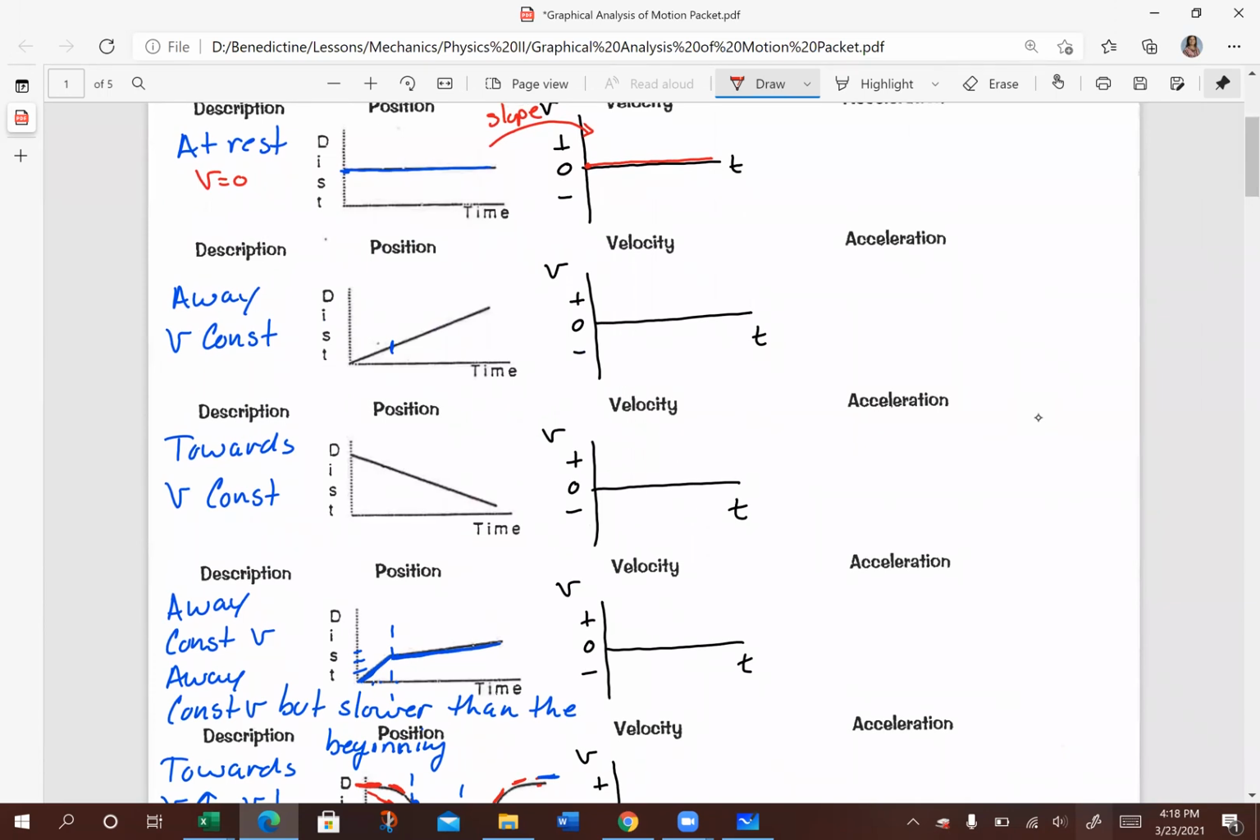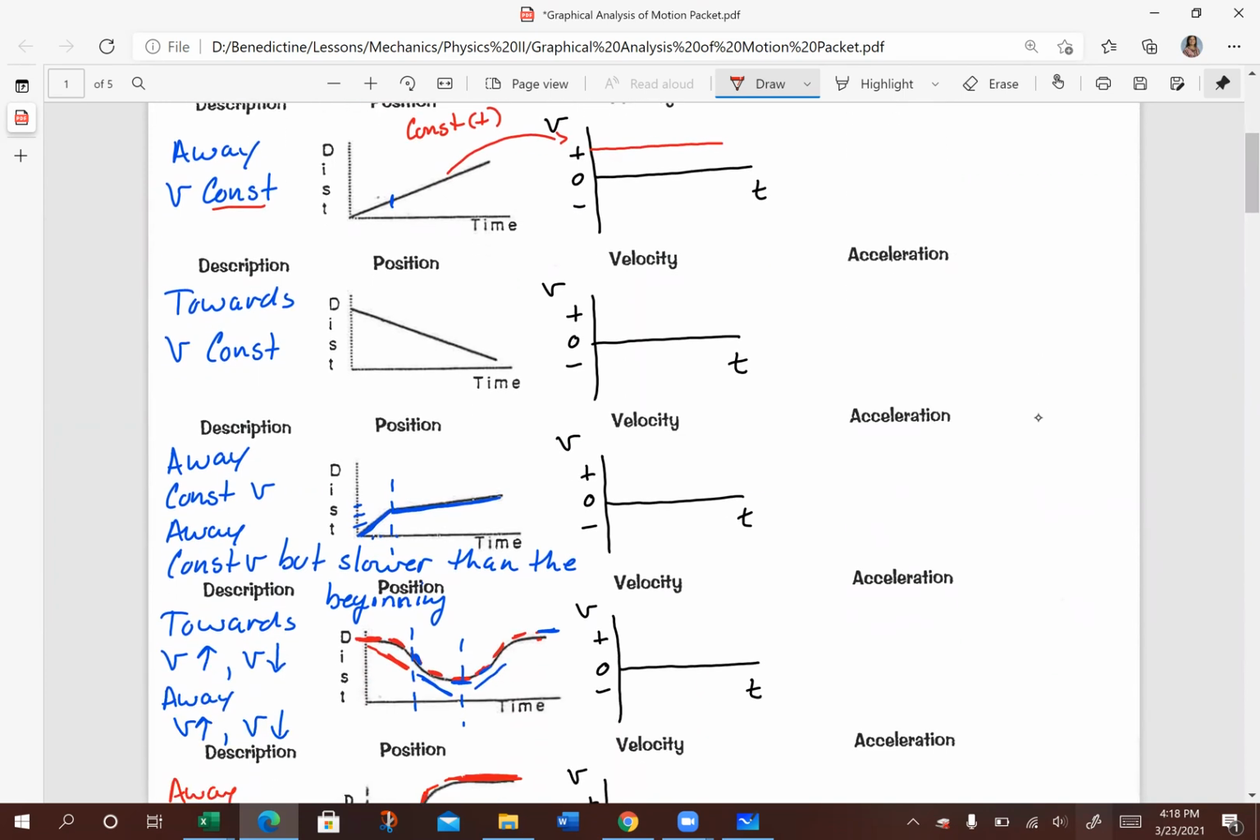This has a constant positive slope, so that's how we would write this. Constant positive slope, right? So it's a constant velocity. Slope is a constant positive value. This one has a constant negative slope, so it's a constant negative velocity. So that's going to be down here. We don't know how much it is, but it's just a constant negative velocity.